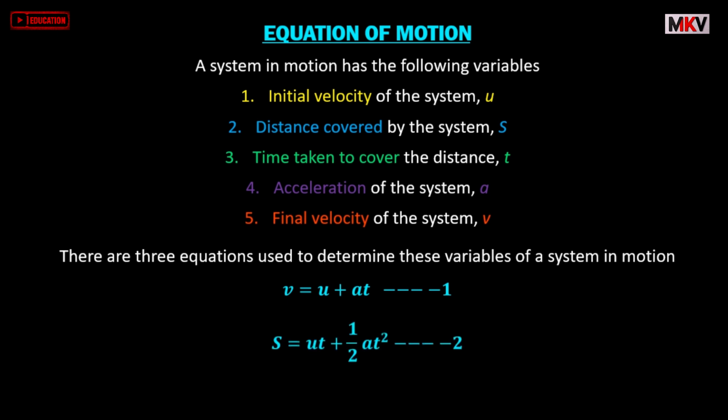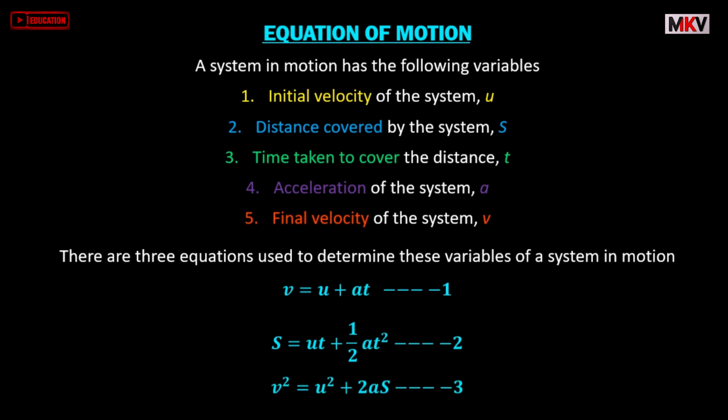The second equation is S equals UT plus half AT squared. S is the symbol for distance, U is for initial velocity, T is for time, and A is for acceleration. So with the second equation, you can find distance, initial velocity, time, and also determine acceleration.